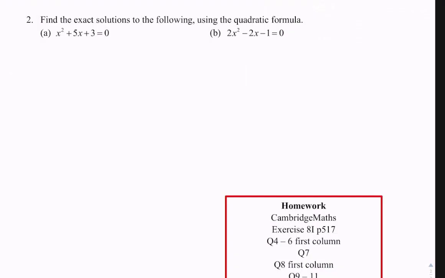Nice and easy. Let's have a look at question 2. Here we're being asked to find the exact solutions. So we should know that using exact means we're not going to be picking up our calculator, and we're told to use the quadratic formula. So once again, I'm going to say A is 1, B is 5, and C equals 3. So I'm going to use my formula. X equals minus B plus or minus the square root of B squared minus 4AC over 2A.